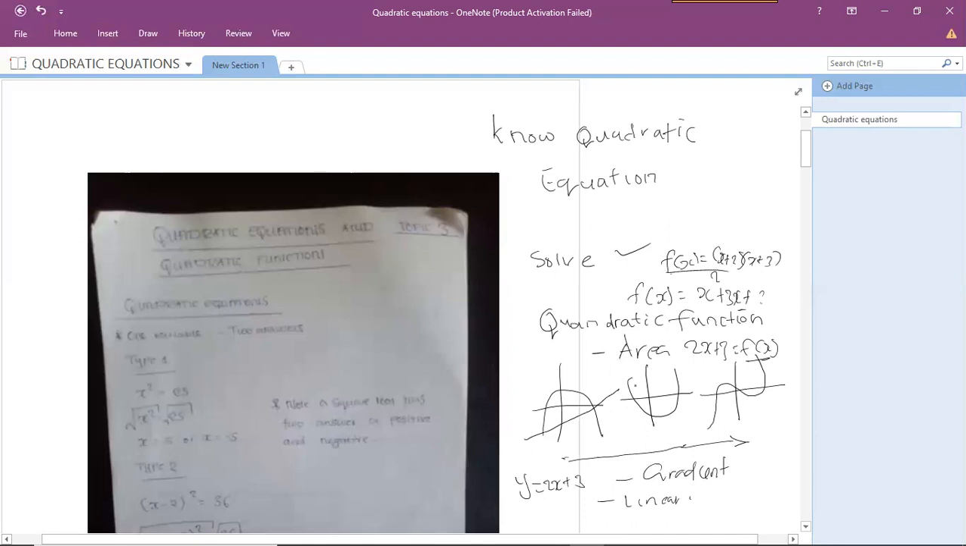So that's what we're going to learn. Area, gradient, how to plot a straight line on the graph, and also how to solve equations. They'll be like, using the graph that you've plotted, solve the equation, etc. Have you encountered such questions before? Yes. Yeah, we're going to do as many types of questions.